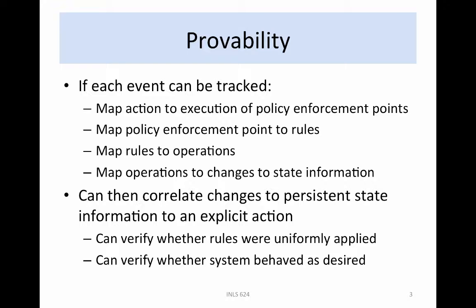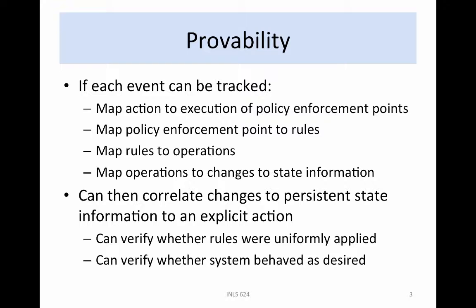The steps include mapping each action to a set of policy enforcement points, mapping each policy enforcement point to the enforced rules, mapping the rules to the operations that are invoked, and mapping the operations to the changes they make in state information. It is then possible to correlate changes to persistent state information to explicit actions.